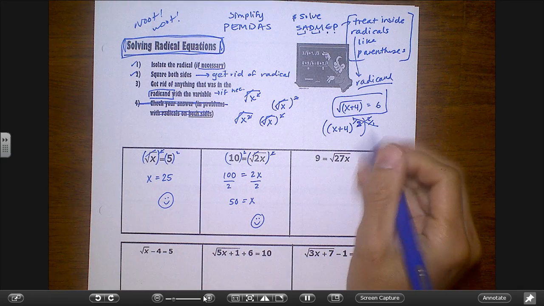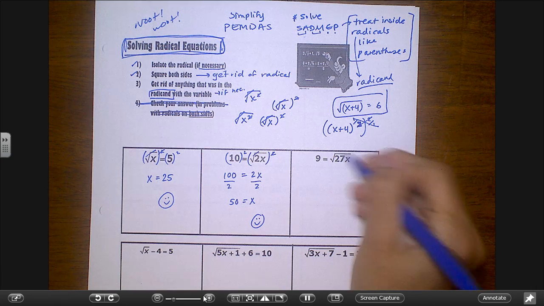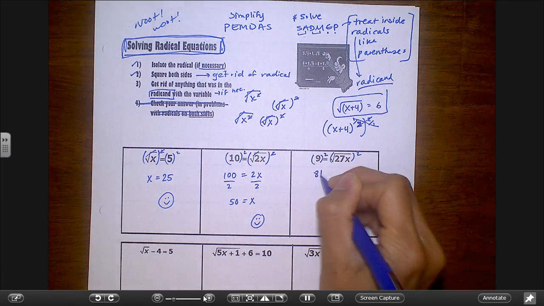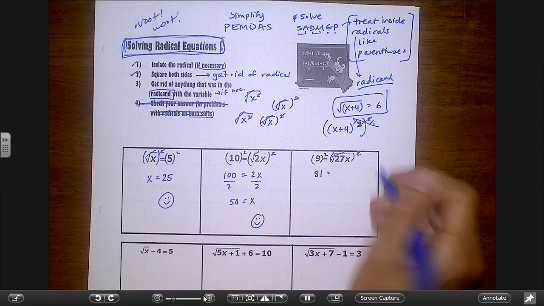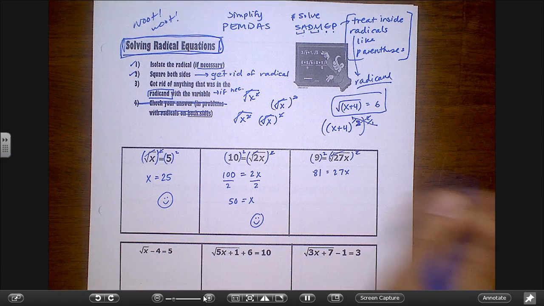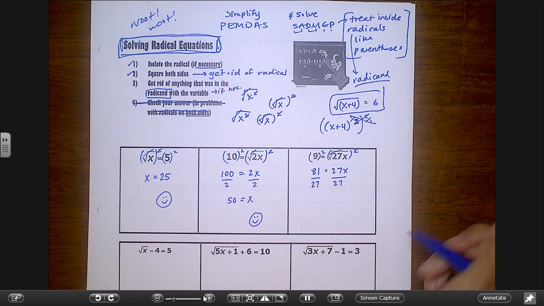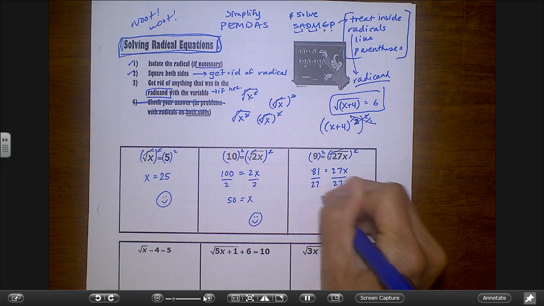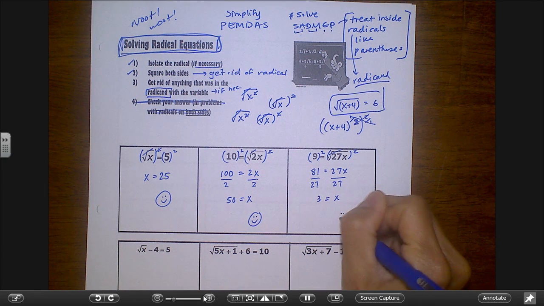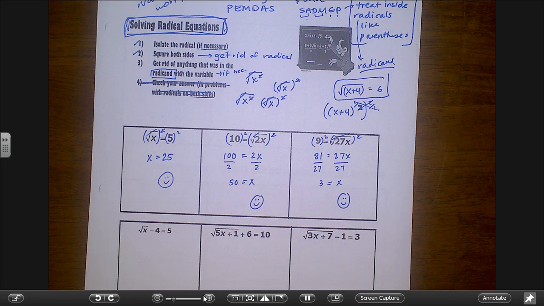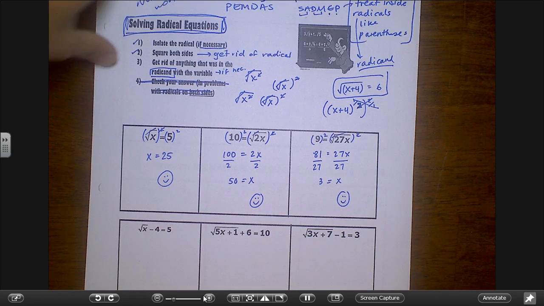Same thing here. I don't have anything outside of the radical, so I'm just going to square both sides. 9 squared is 81. The square root of 27x squared is 27x. So I'm going to divide both sides by 27, and I get x equals 3. All right, those are super easy. Those are ones where you didn't have to do your first step here.